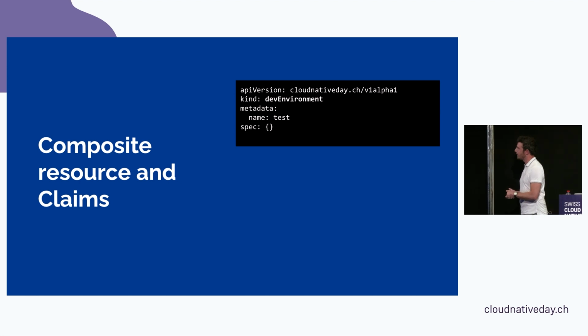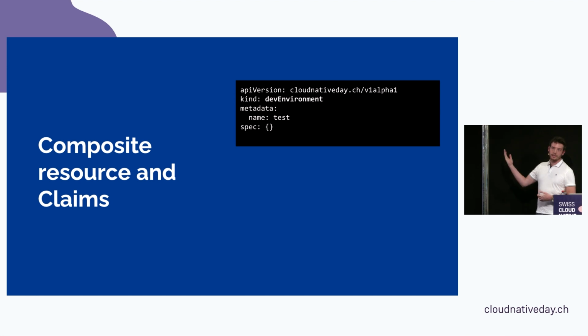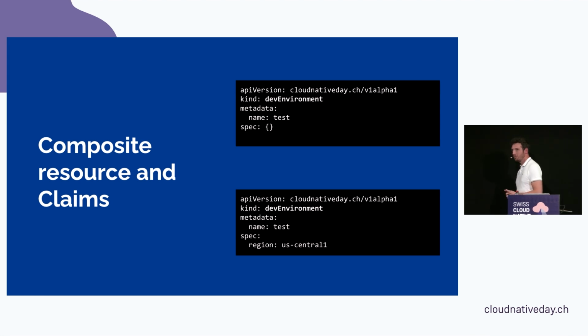I'm creating an object with the name test. It has a kind DevEnvironment. And I decided in this case that I don't want to specify a region. I'm fine with the default one. If I wanted to specify a region, I mean, it doesn't get much easier than this, right? And remember, these are all things that I can kubectl explain. With kubectl I can get a nice output that tells me all the different parameters and all the different options that our composite resource and claim have, which is pretty nice.